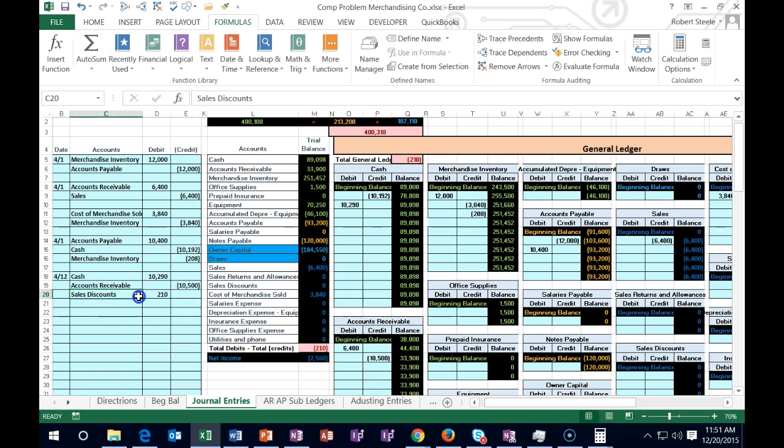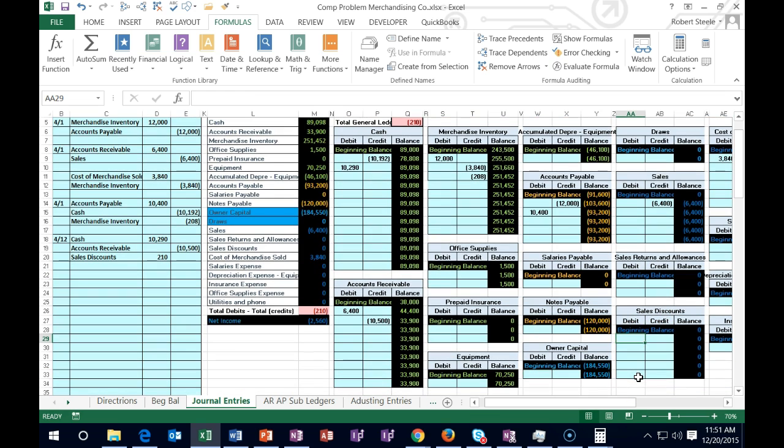Then we'll post the sales discount. Sales discount's way down here in the blue section on the trial balance. It's in the same order on the general ledger. So we're going to go to the sales discount over here. It's on the debit side of the sales discount. So we are in AA29 equals, and we're going to point way over here to that 210, and we're going to see that this is going to go up, put us back in balance once I hit enter, and it's going to bring net income slightly down. And there we have that.